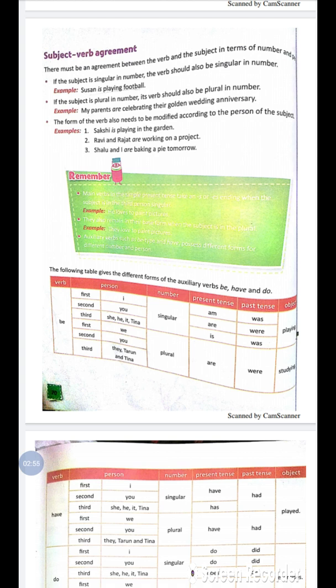Next is one table given in which the first column is the verb. First person, second person and third person: I, you, he, she, it and any name. In singular we will use am, are and is, and in past tense was, were and was. And when we take it into plural, first person we, second person you, third person they, Tarun and Tina, plural. Are in present tense, and in past tense were is used, and the object studying is used here.